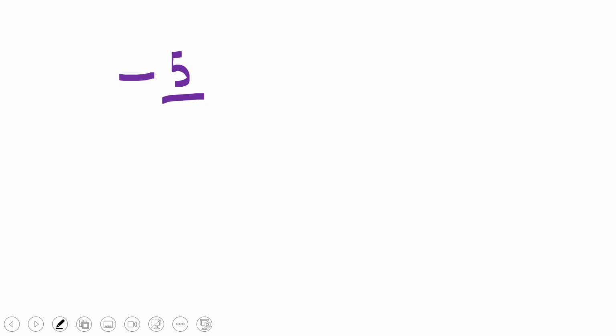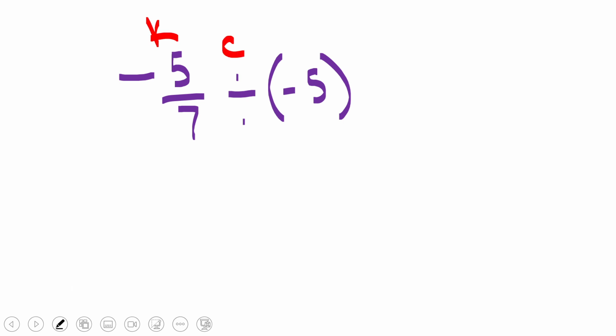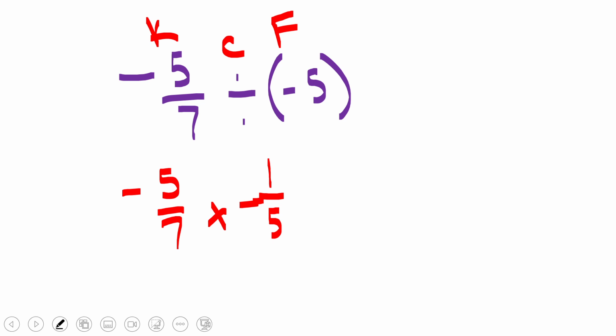So negative 5/7 divided by a negative 5. We're going to apply keep, change, flip. So negative 5/7 times 1 over 5 in the negative. Put that so we can see it. The two operation symbols sitting right together right here. See that? Times and a negative. Let's put parentheses around that term in our expression to differentiate it.